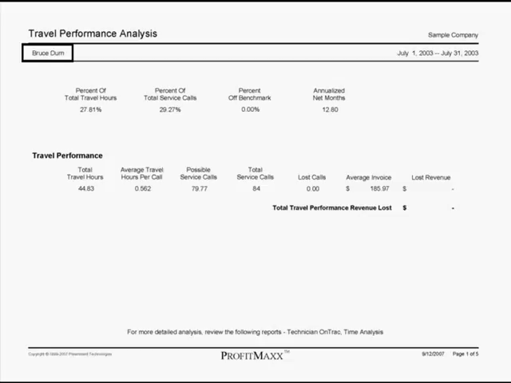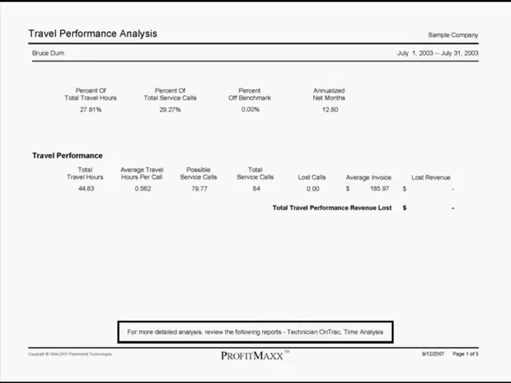This analysis report pulls information from other detailed reports within ProfitMaxx. Source reports are always identified at the bottom of the analysis reports. For this analysis report, information is being pulled from the Technician On Track report and from the Time Analysis report.